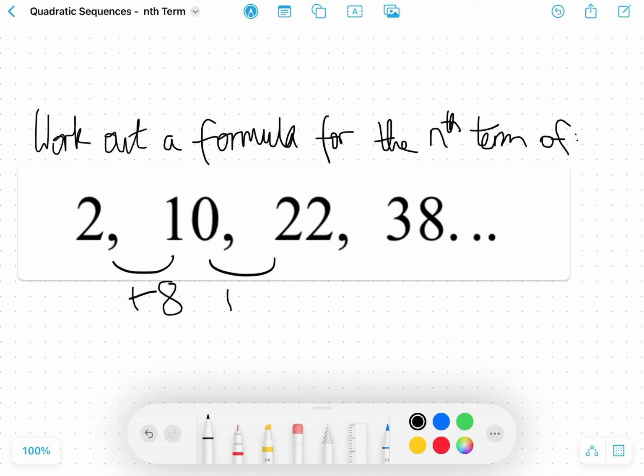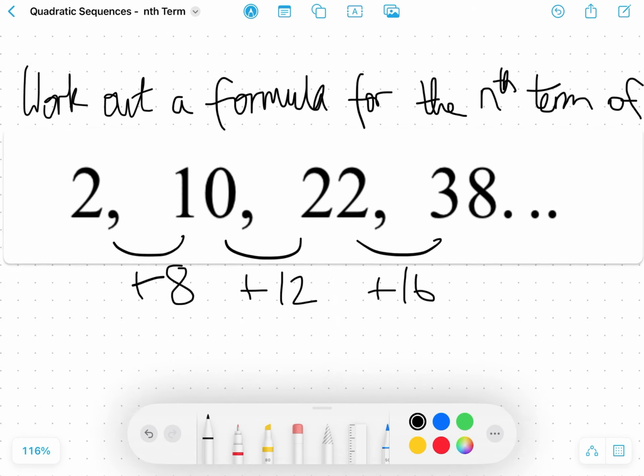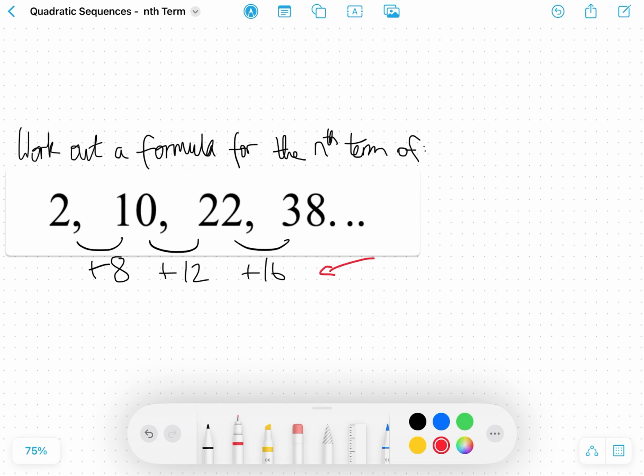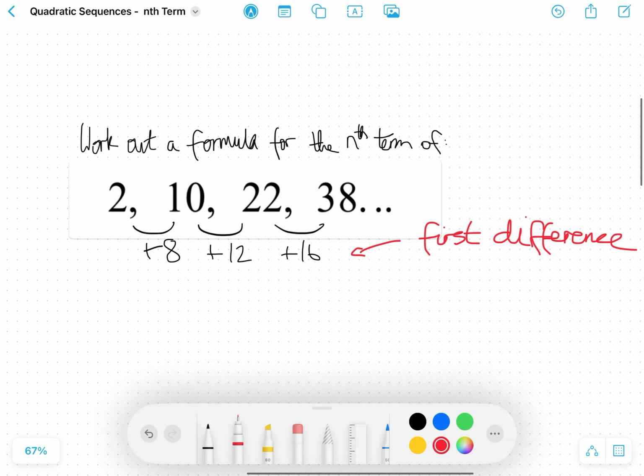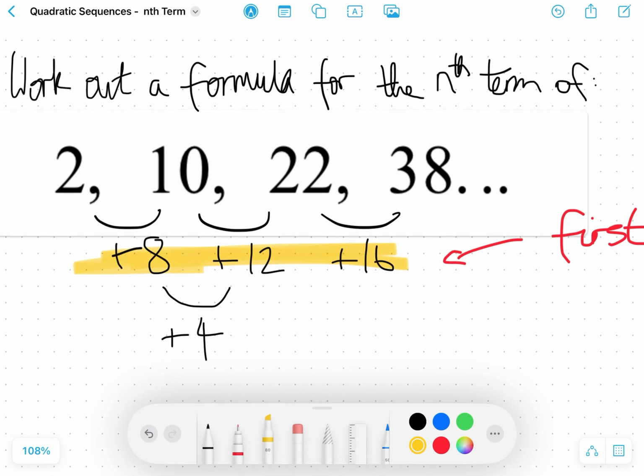So that's plus 8, plus 14, and plus 12, and plus 16. So this is the first difference, which is not constant. It's not the same throughout. So therefore, we have to find the second difference. To do that, we just treat these first differences as a sequence and then find the difference between each of the terms. So we have plus 4 and plus 4.